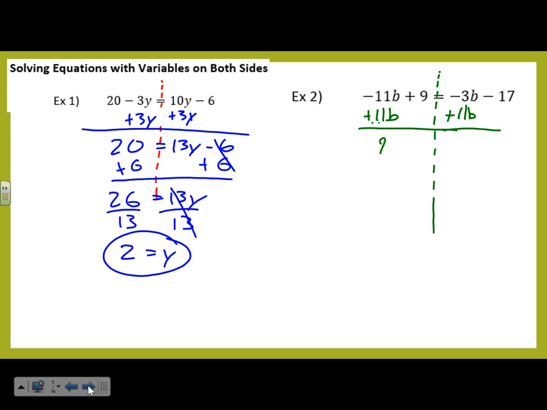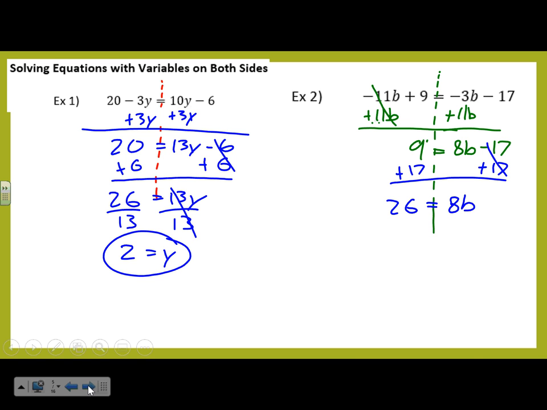that's 8b plus 9. Oh, sorry. That's not right. The b's cancel, so it's 9 all by itself, and then this is 8b minus 17. I was close. Then add my 17. 9 plus 17 is 26. Divide both sides by 8. 26 divided by 8 is 3.25.